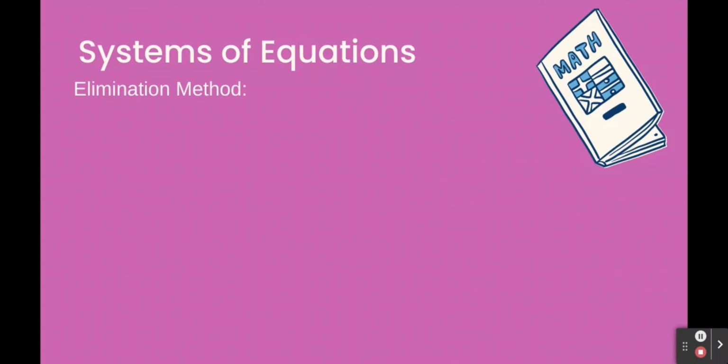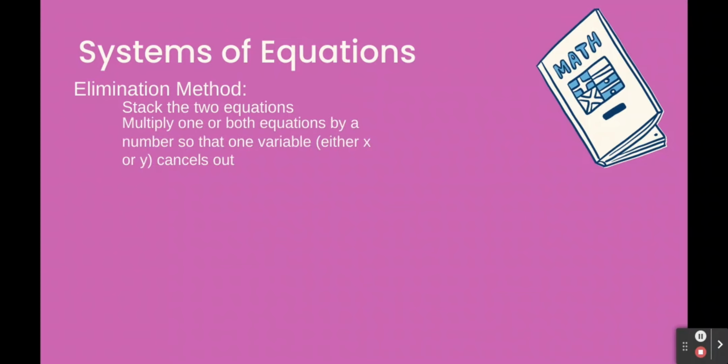So first, what you want to do is use the elimination method, and that starts out with stacking the two equations one on top of the other. And then you want to multiply one or both sides of the equation by a number so that the variable, which is either x or y, will cancel out, and you'll see in a few seconds how that works. And then after that, you want to plug in the solved variable and solve for the other one in the system of equations.